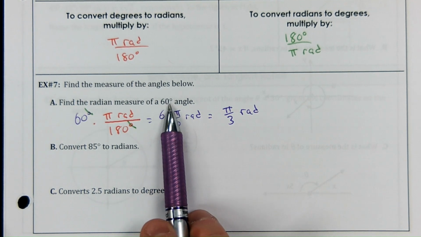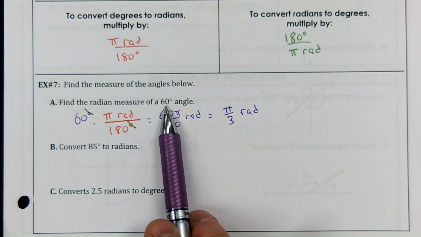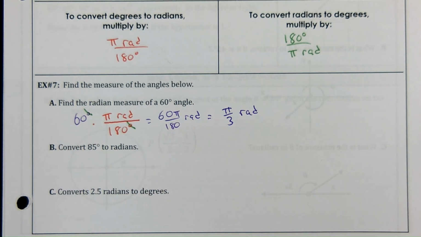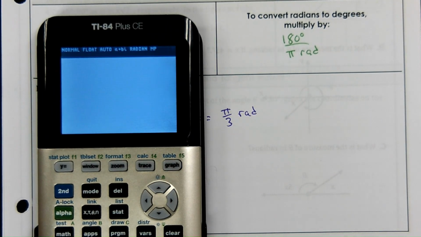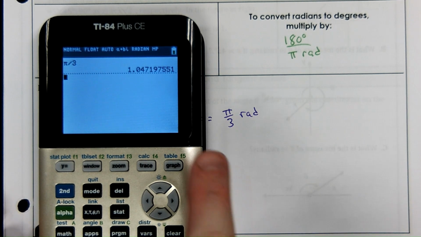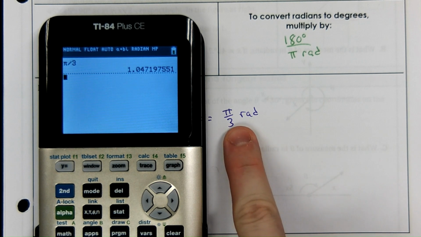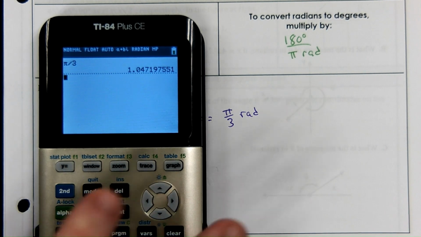Now remember I told you a minute ago, a radian is somewhere around 57 degrees. Can we agree that this number is a little bit bigger than 57 degrees? Yes, so we can all agree that this is a little bit more than 1 radian. Pi divided by 3 is a little bit more than 1 radian. This is just a much better way of writing it instead of that.